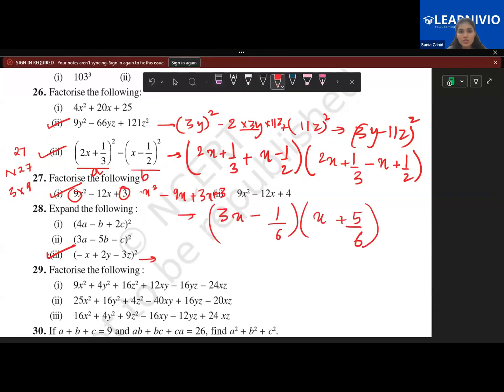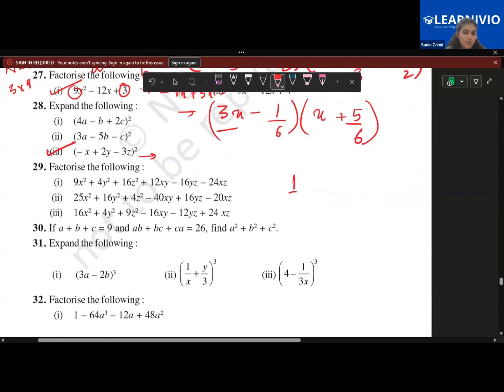So what did I do is I got 2x. See, 2x plus x is 3x. And then 1 by 3 minus 1 by 2 is how much? You take the LCM. LCM of 3 and 2 is 6. 3 into 2 is 6, so you write 2 over here. Minus 2 into 3 is 6, so you write 3 over here. This equals minus 1 by 6.